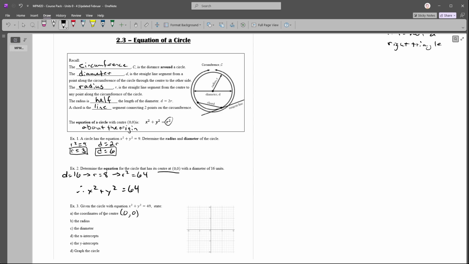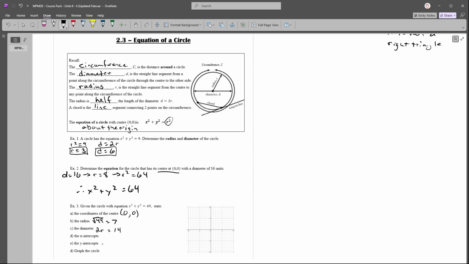What is the radius of this? Well, since 49 is r squared, that means the radius is equal to root 49, which is just 7. Okay. What is the diameter? Well, the diameter is equal to 2 times the radius, which is equal to 14. What are the x and y intercepts?